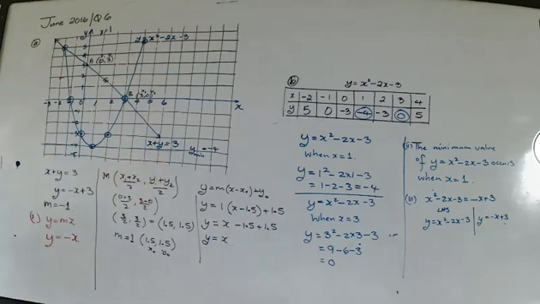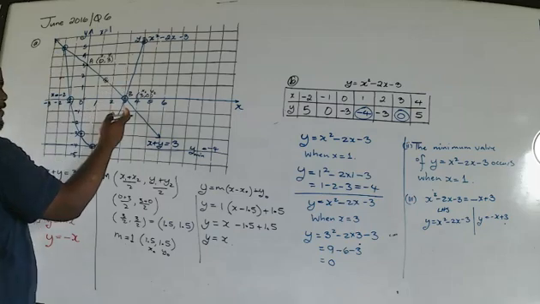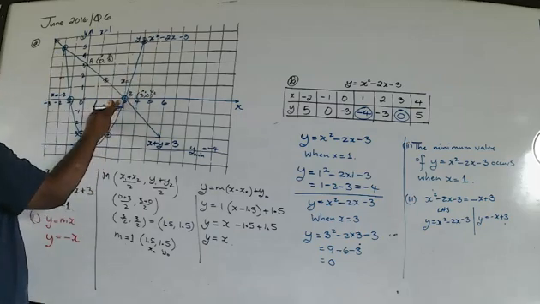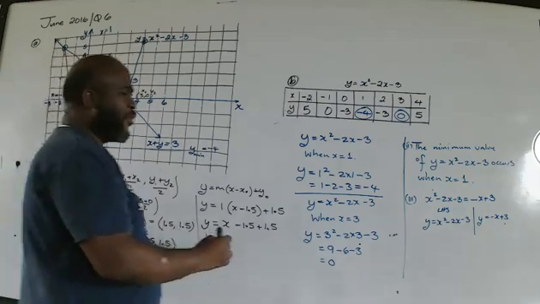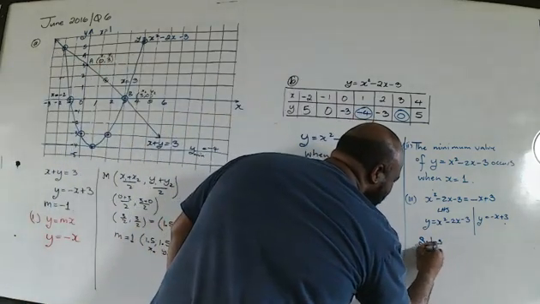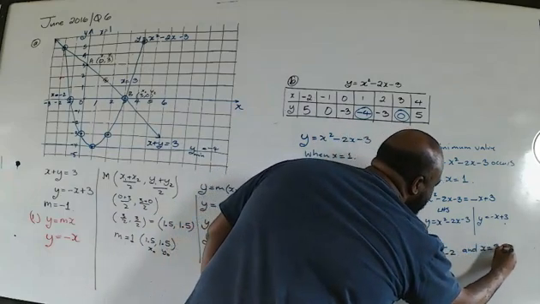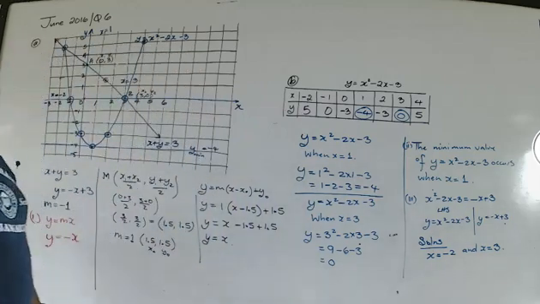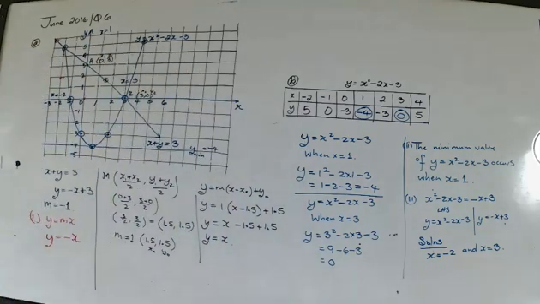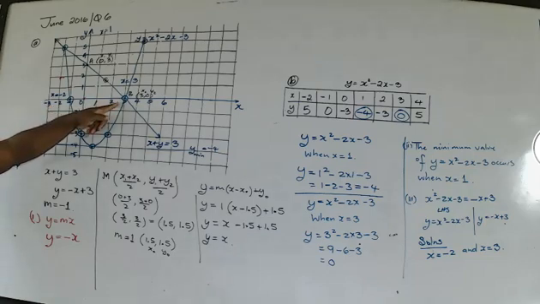Where do the two graphs meet? They meet here, where x is minus 2. And they meet here, where x is 3. So my solutions are x is equal to minus 2 and x is equal to 3. Did you get it? The two graphs meet here, where x is minus 2. They also meet here, where x is 3.